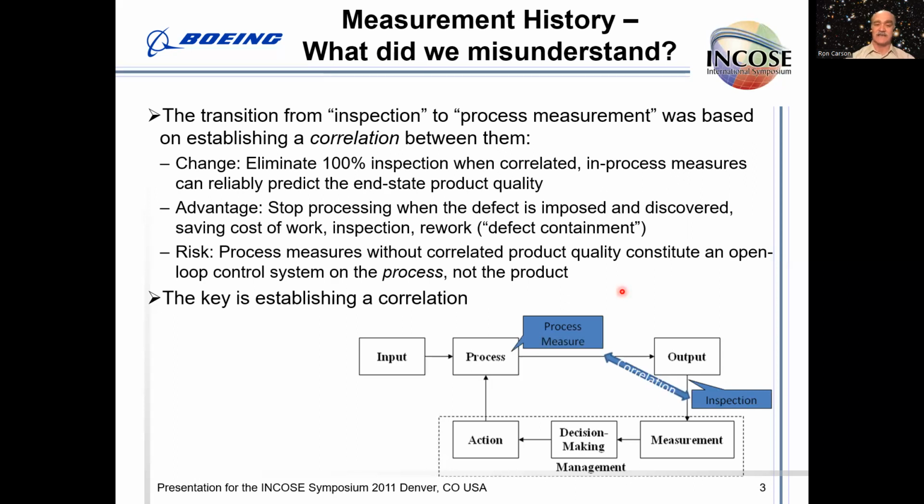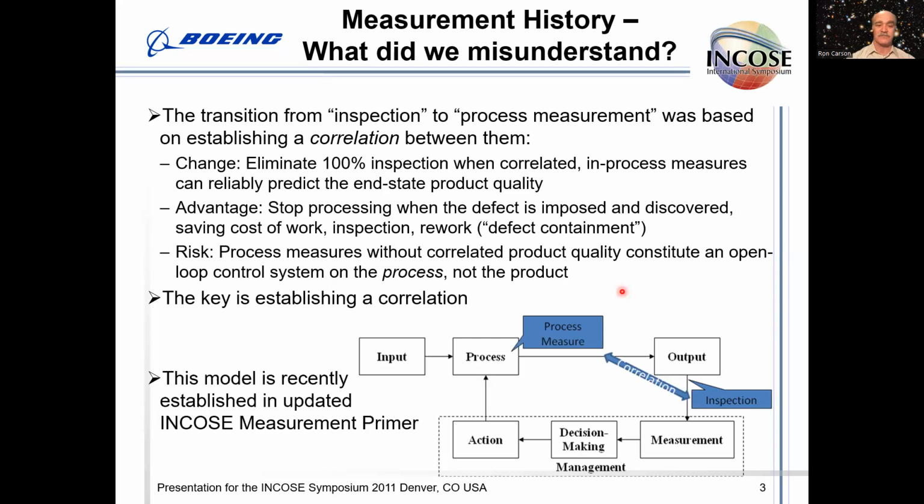So that's the key, is to establish a correlation based on having data of both. If you only have process measures, you obviously have nothing to correlate. And if you only do product measures, then you're doing inspection, not getting all the benefit of what we've learned in manufacturing over the last 100 years.